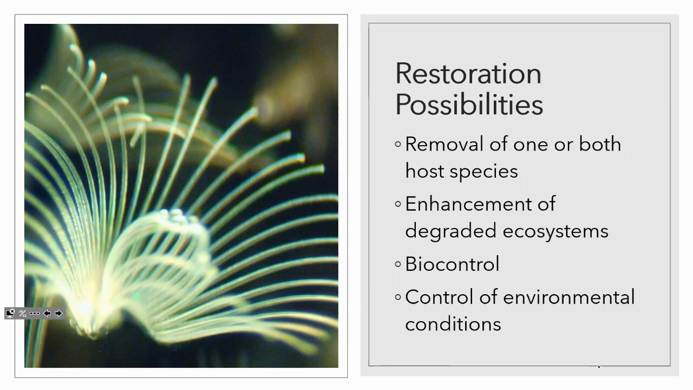Let's talk about restoration possibilities. Now, this is an emergent disease, so there is not a lot of research on how we address PKD and T. bryo. It has been suggested in the literature that we could remove one or both of the host species. This has been somewhat successful with other myxozoans, especially M. cerebralis, which maybe a few of you are familiar with, the causative agent of whirling disease. It's sort of a cousin of T. bryo. So we could remove either the bryozoans or the salmonids from an ecosystem.